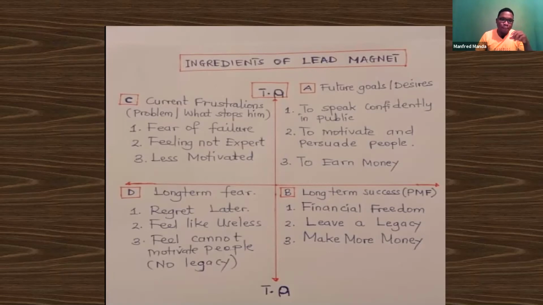Number two is feeling not like an expert. So he feels that I have nothing to speak about in public because I'm not an expert. I don't know many things. I'm not a professional in that sense. I cannot speak English properly. So these are some of the frustrations or problems, or things that are stopping my prospect from taking action. And the third one, she or he is less motivated.